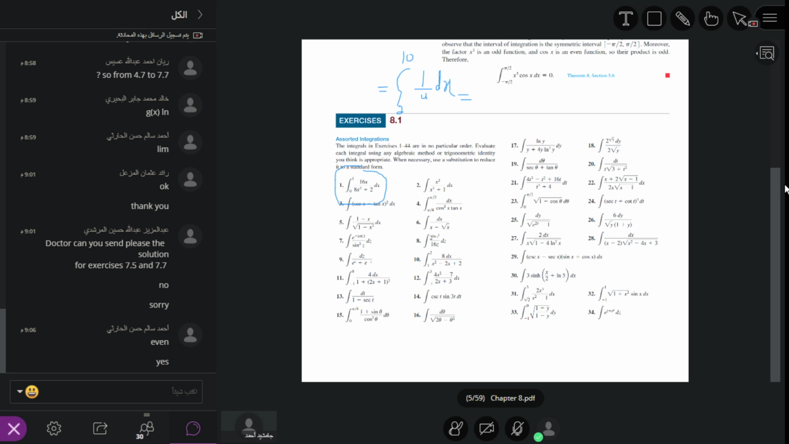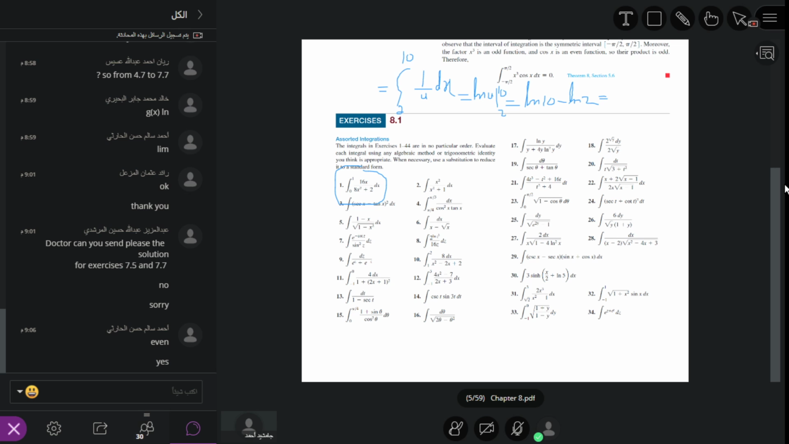Now what is the integral of 1 over u? It is equal to log natural u. The lower limit is 2, the upper limit is 10. So we get log natural u from 2 to 10. So we get log natural 10 minus log natural 2, because first we put the upper limit minus the lower limit.